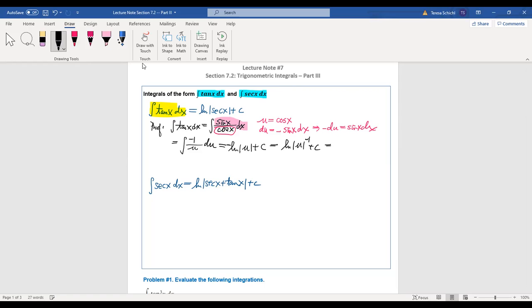So u is cosine x. So what is this here? This will be negative natural log of cosine x plus c, which is the natural log of 1 over cosine x plus c. And what is 1 over cosine? It's the natural log of secant x plus c. So this one is pretty easy to show, why the integral of tangent x is equal to the natural log of secant x.